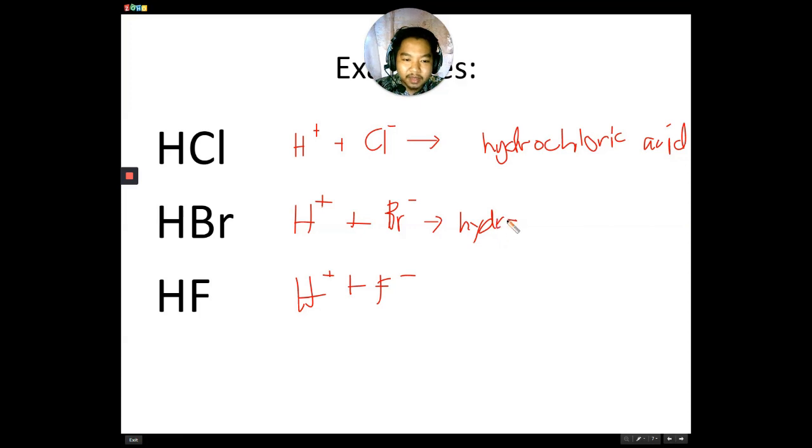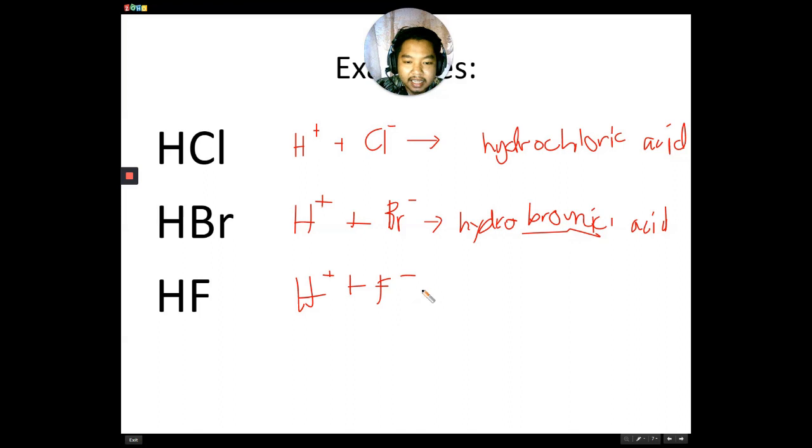Hydro, the formula, and then the root name for bromine, without the IDE, is brom. Right? We remove the IDE. So this becomes hydrobrom. I put an underline so that you can see the formula. And then I add ic, and then I place acid. There you have it, hydrobromic acid.